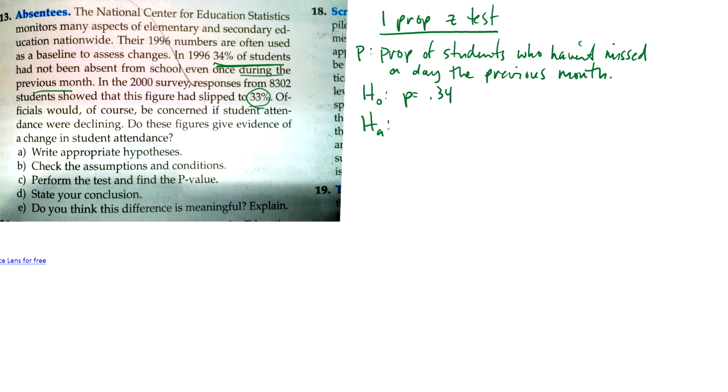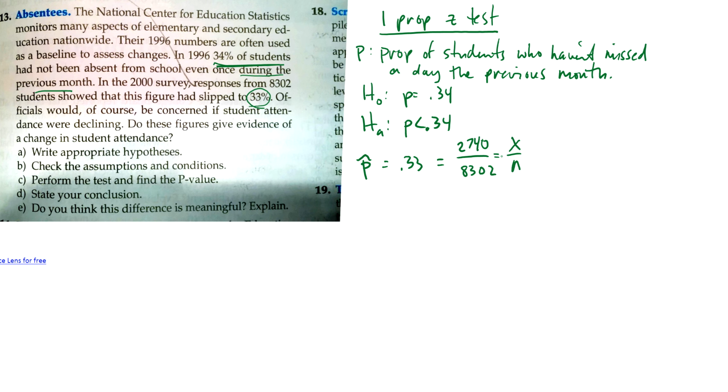We're concerned that it's decreasing. We want to know if I have evidence that it's going down. And here's my evidence. p hat is 0.33, which is 33% of 8302. I multiplied it out and it's the whole number 2740 out of 8302. It's not quite exact, but I want to write this as a whole number because remember, in my calculator this is my x over n.